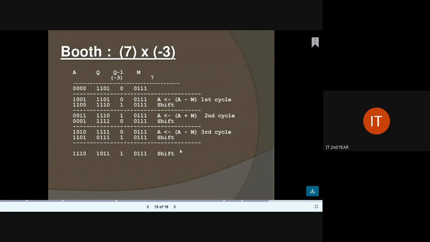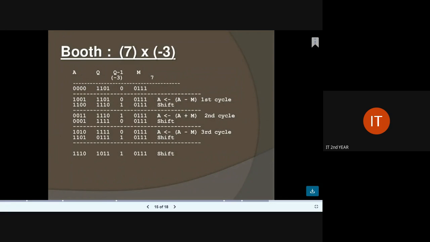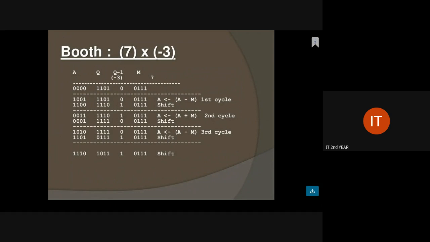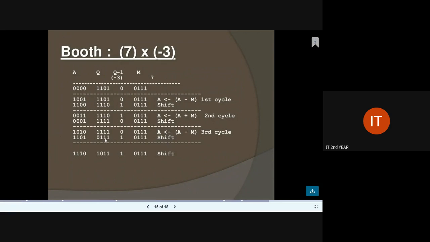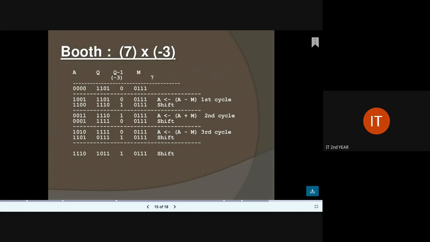Likewise this process will be going on until we get the count value as 0. Finally, during the shifting process of this shift register in the third cycle, we are doing a tends to a minus m. As we have initialized the value of a as 4 zeros, at the end of the third cycle we will get the count value as 0. Now the count value is 0 and the final result is obtained as 1110 1011.